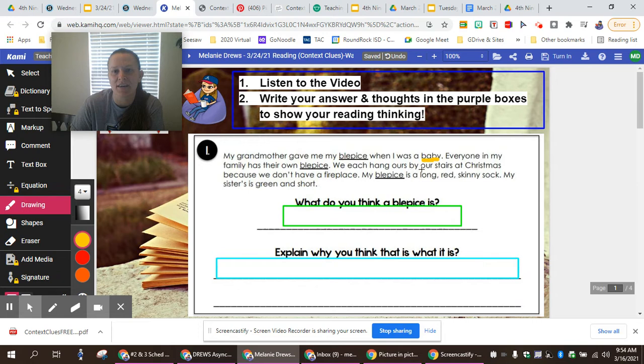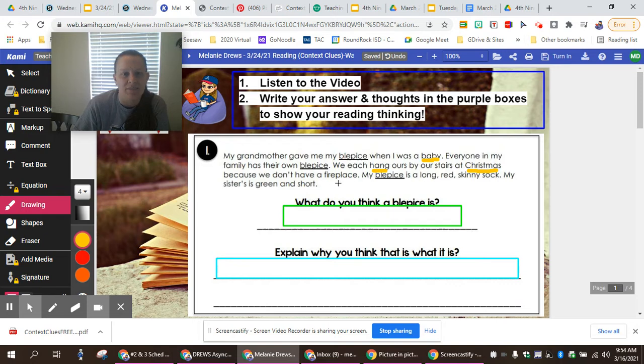When we hang ours by our stairs at Christmas, oh, Christmas, hanging them. Oh, I'm thinking something different now. Are you thinking of maybe like a stocking at Christmas? I hang it. I get it when I'm a baby, or maybe an ornament, right? Something about Christmas where I hang it. I'm going to keep reading.